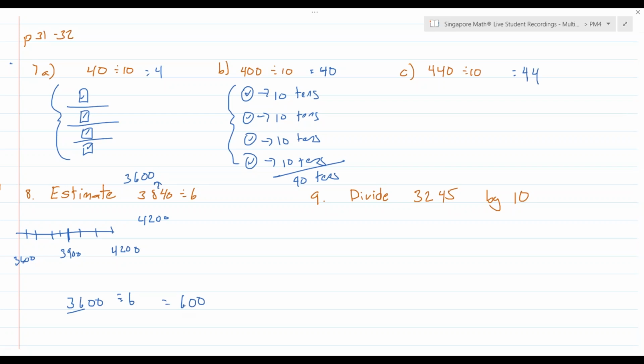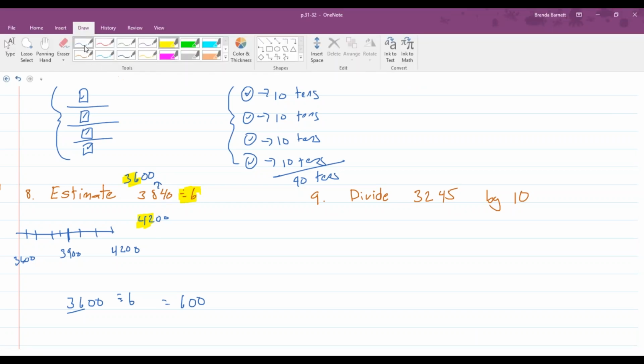Notice that when you do this estimation, you have to know multiples of 6 so that you can look at that and know that 3600 and 4200 go exactly evenly divided by 6, and then you can just determine correctly, hopefully, that 3840 is closer to 3600.